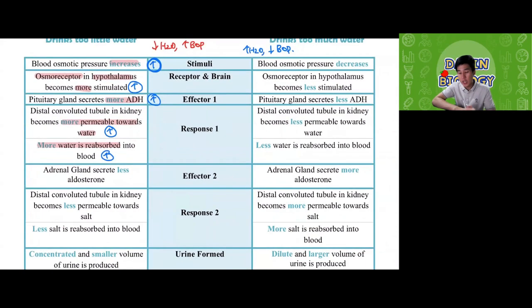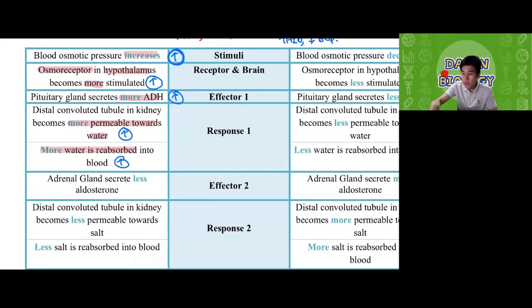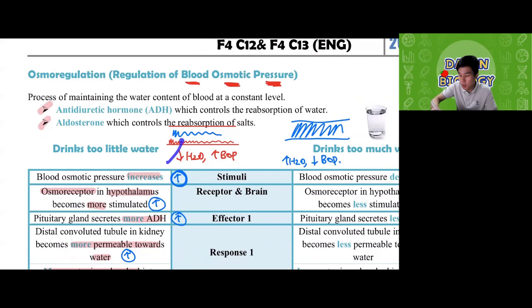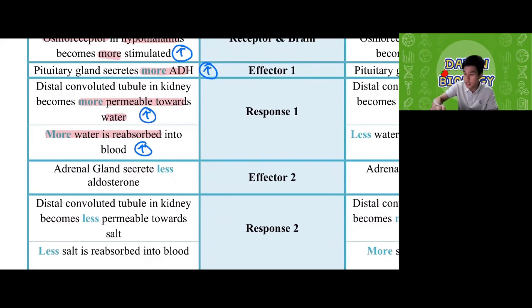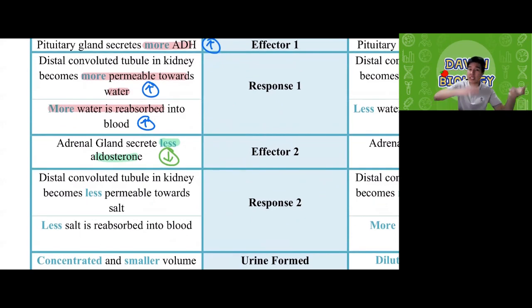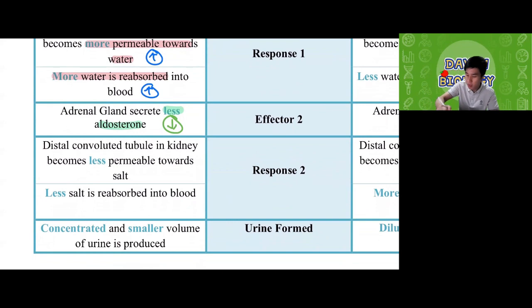At the same time, reabsorption of salt will also take place. We also mentioned the adrenal gland's aldosterone and ADH. Water and salt are both involved in osmoregulation, meaning it's opposite. When you're not having enough water, you don't want salt. You don't want to reabsorb more salt into your body because salt will make you more hypertonic, more thirsty. That's why salt is always the villain. So the adrenal gland now will secrete lesser aldosterone. Just now ADH made the DCT more permeable to water, so aldosterone will make your DCT less permeable to salt. So less salt is reabsorbed, because you don't want salt.